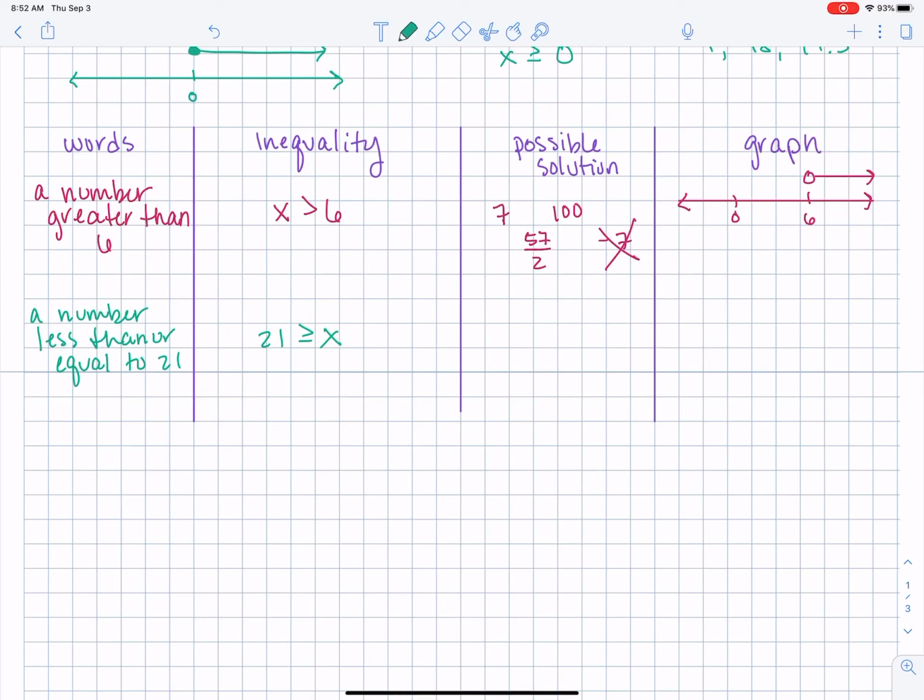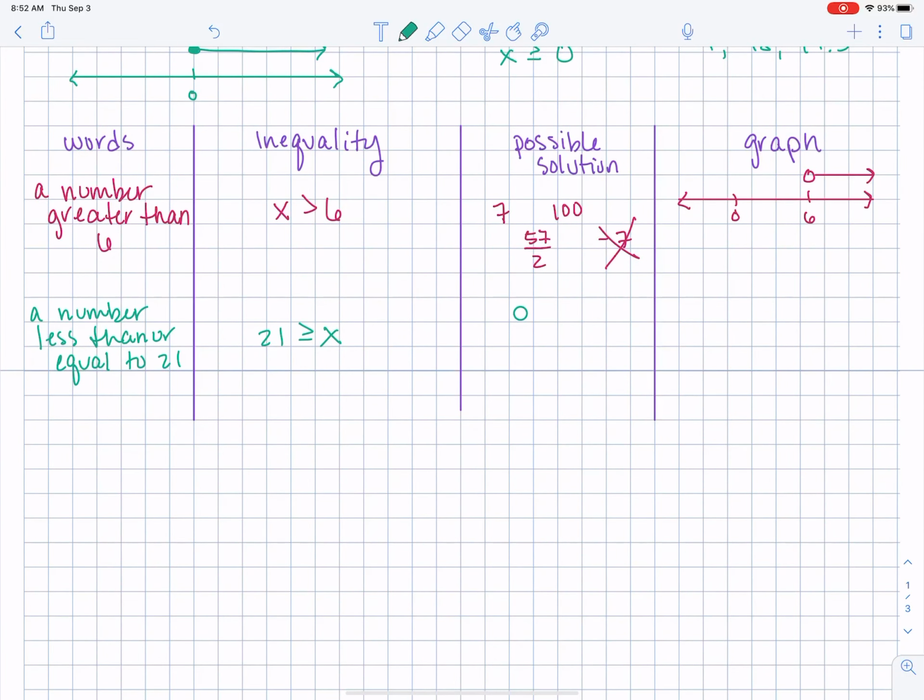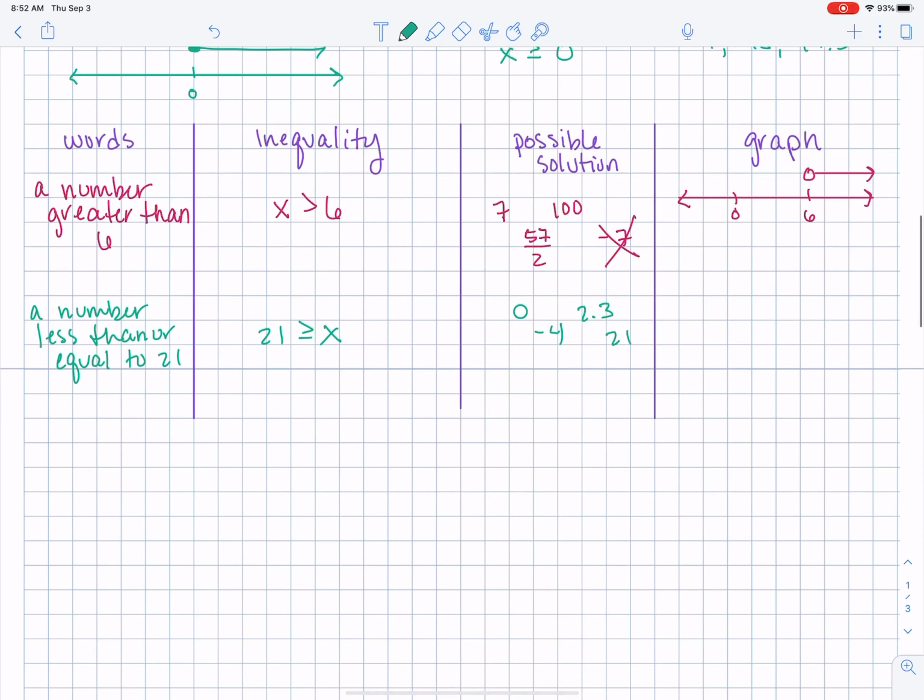Think of some possible solutions. Numbers less than 21. We could have 0. We could have 2.3. We could have -4. And again, with this one, 21 is actually a solution, right? Because you can go all the way up to 21 on this one.